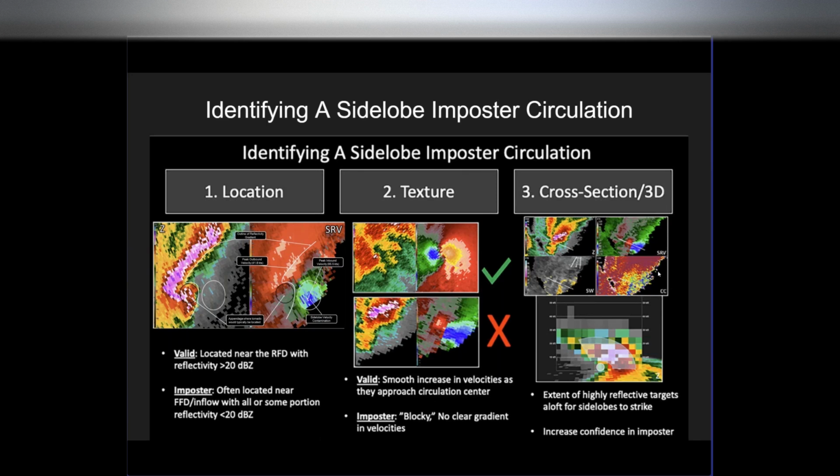And then if you look through a cross section, a 3D version of this, if you see something like this, you're like, I think there's something wrong with this velocity image, and you have GR, you can do a cross section through it, and you can actually see the overhang of the storm, and that's where that beam is hitting, and it increases your confidence in the imposter circulation.